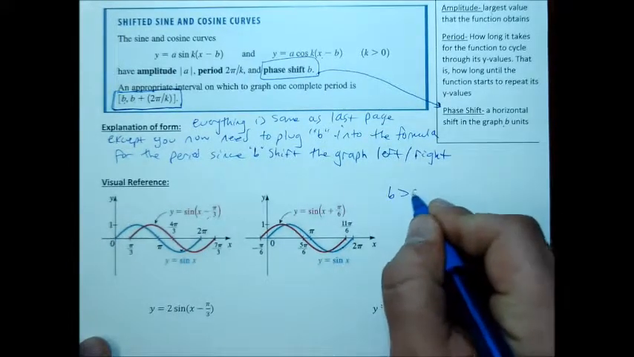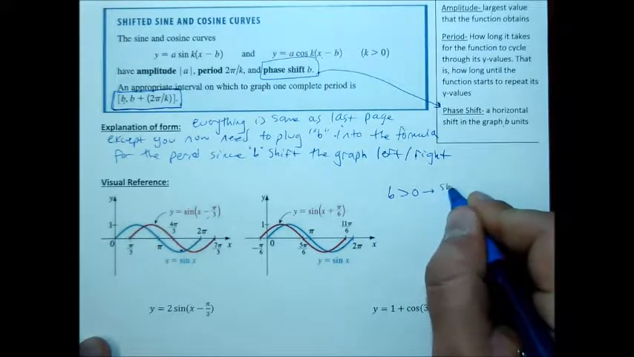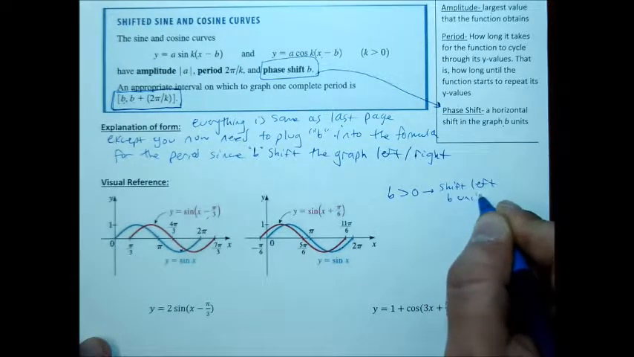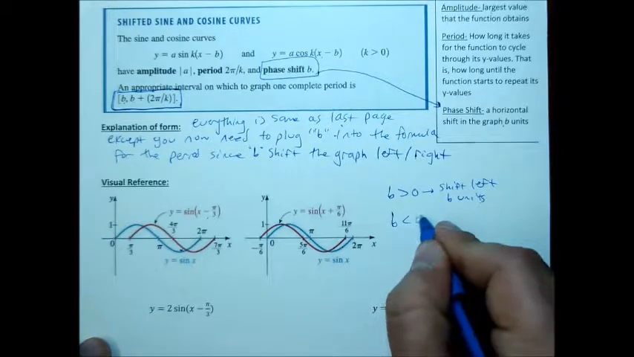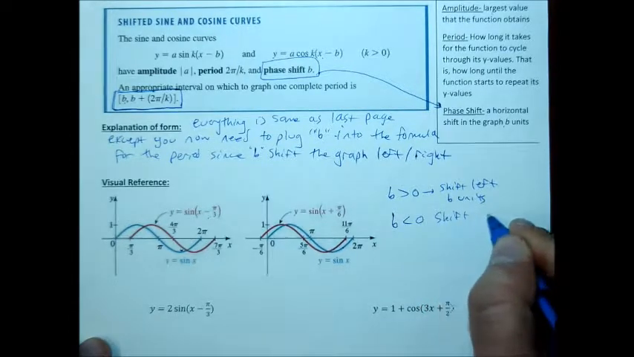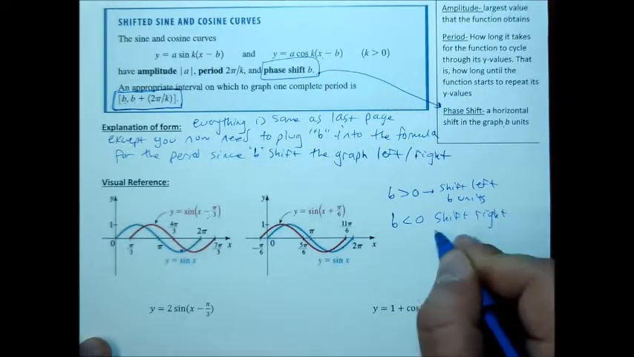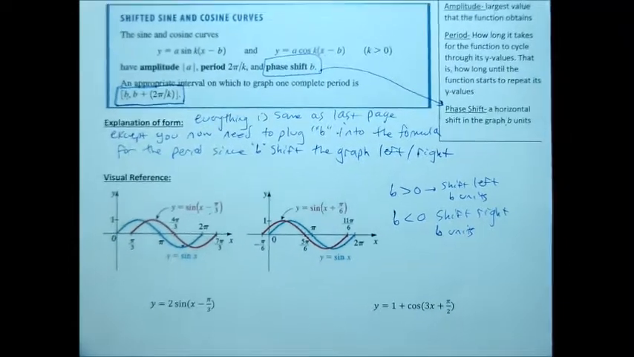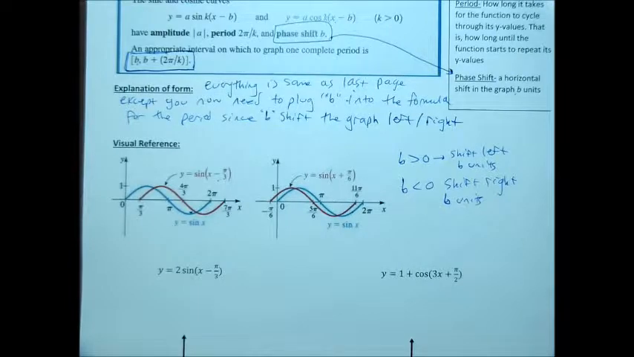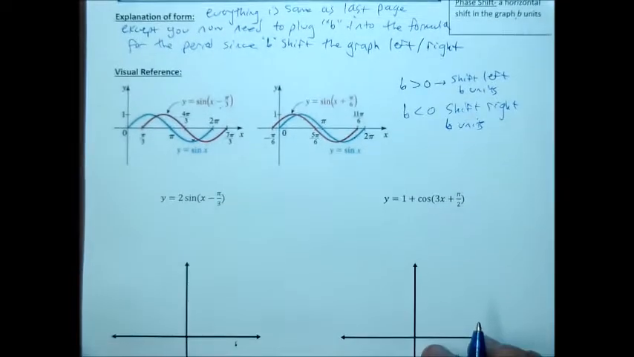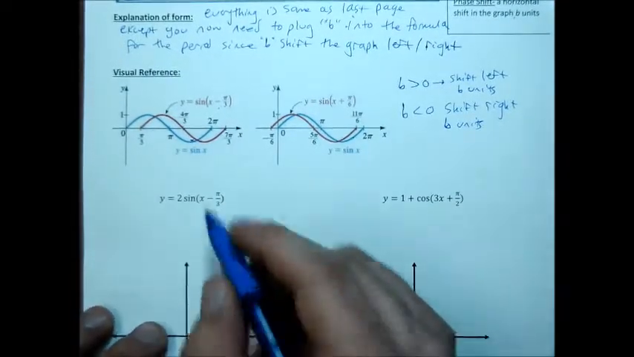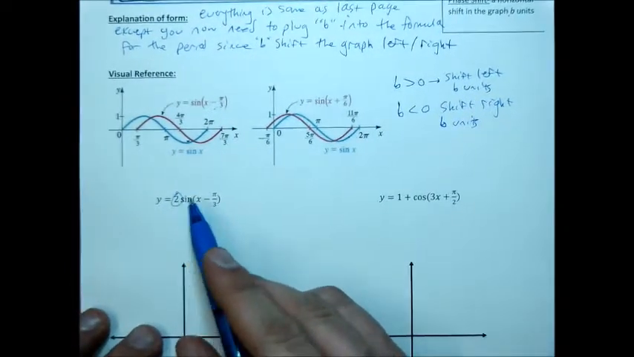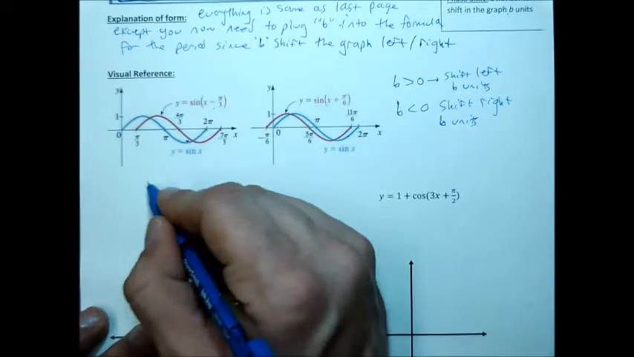And so if b is positive, just as a reminder, it's a shift to the left b units. And if b is negative, it's a shift to the right b units. Just like all the other transformations, right? We're plugging in x plus or minus a number. So let's look at the first example here. So first of all, the 2 is something from a previous page. So it's a transformation of sine. Let's start there. Okay, the 2 is stretching it vertically.